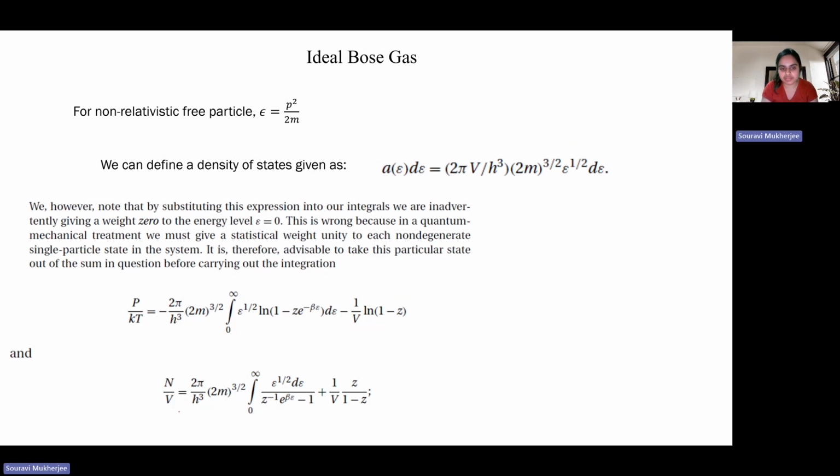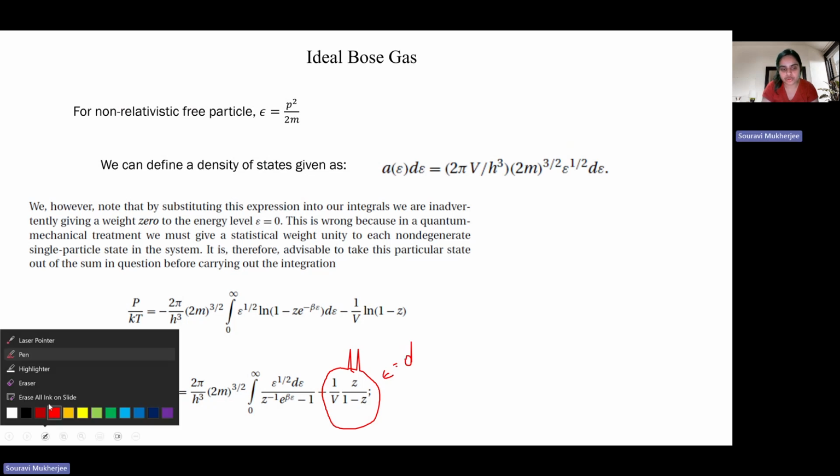Similarly, you can write N by V. And even in the N by V case, this is your general expression, right? And then you have this extra term coming up. Why is this coming up? This is coming up because of epsilon going to 0. This is your epsilon equal to 0 state.